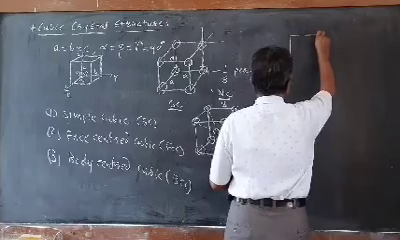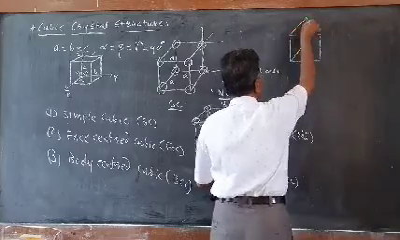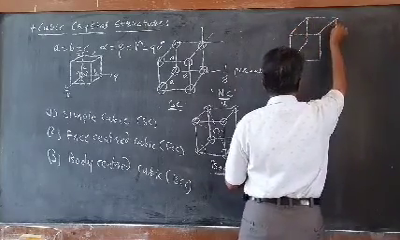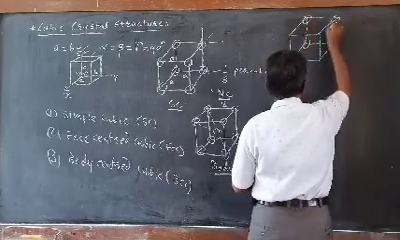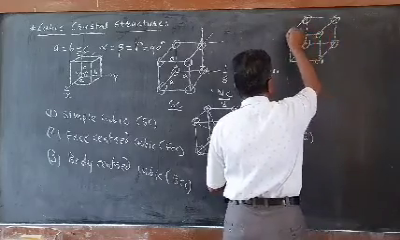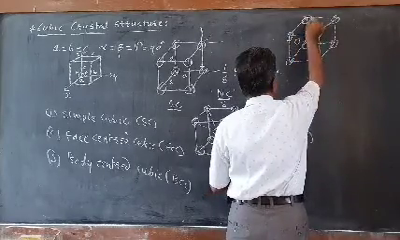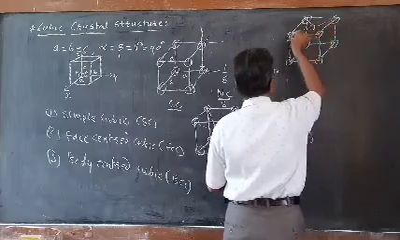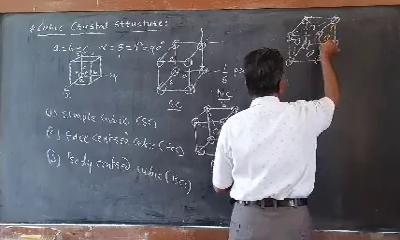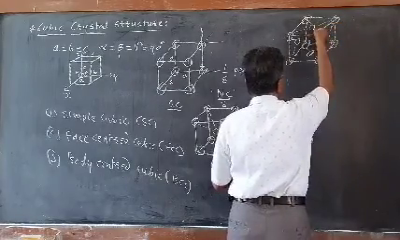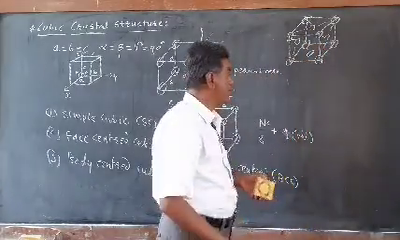Suppose this is the unit cell. In all the cases, corners are occupied by atoms, and in addition to the corner atoms, extra atoms are located at the interior of the unit cell or at the center of the faces. Here an atom is located, here, here, and here is also an extra face centered atom, and on the front side and back side there are again two atoms. In such a case, the unit cell is called a face centered unit cell.